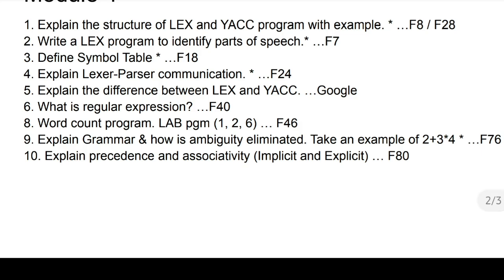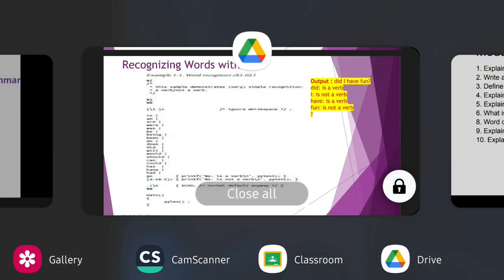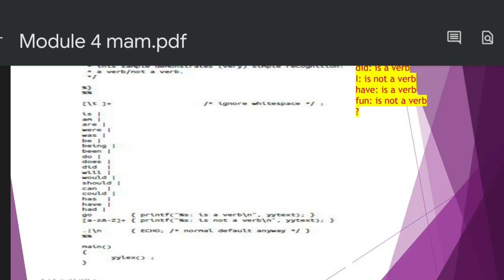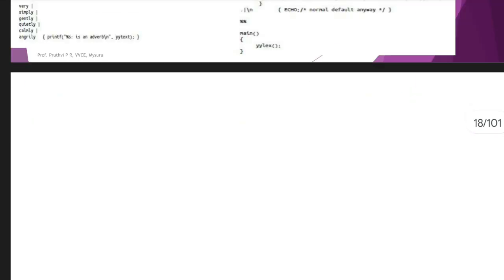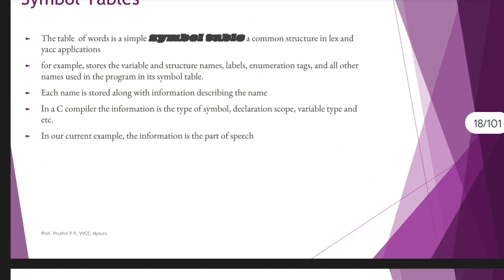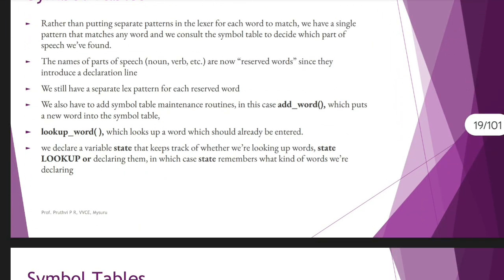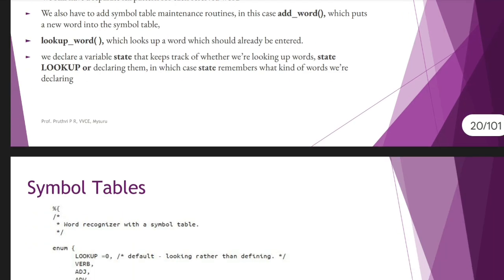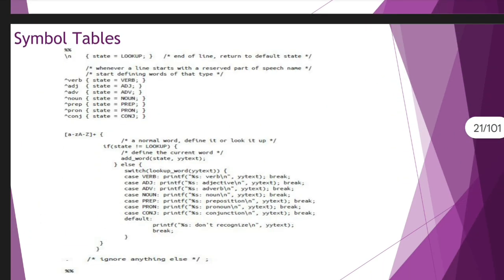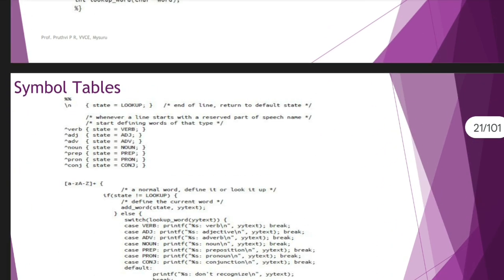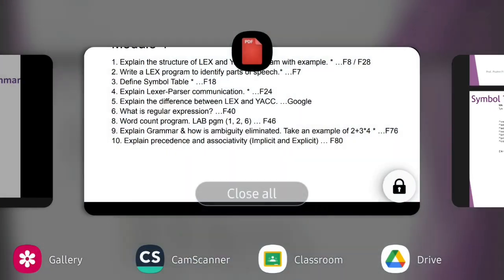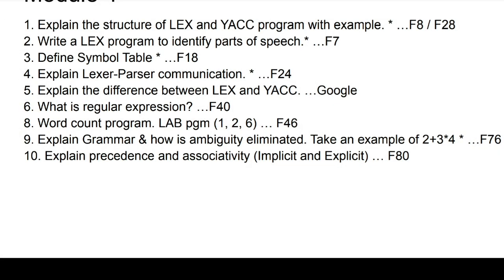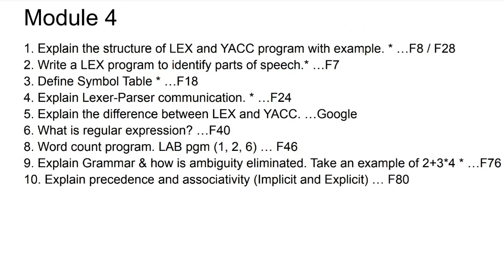And then we have the symbol table. What is a symbol table? It is on page number 18, where it is defined. Here we store the tokens and the IDs, and we use add word or lookup word to add a new word or check an existing word. That's what the symbol table is, and a program is given here as well as an example. If you have time, you can write the example, or else the theory is what you will write in the exam.